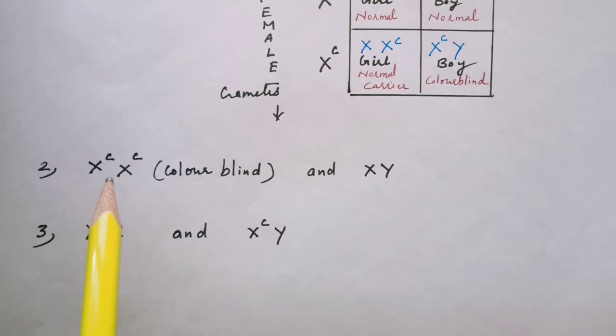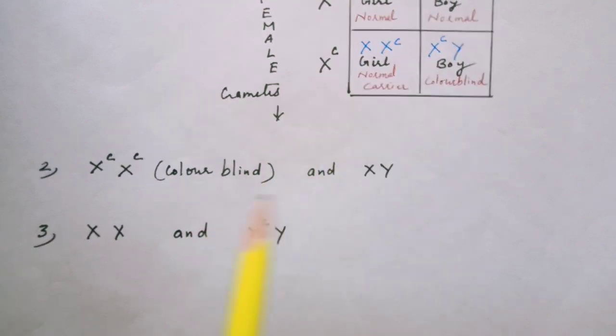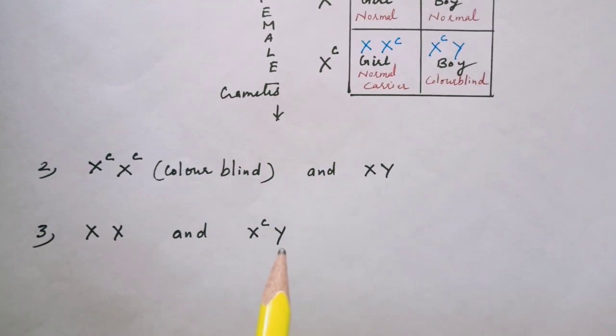I have written here 2 more genetic combinations for vision in the parents. You work upon these 2 and find out about the possibilities of normal vision or colorblind vision in their children.